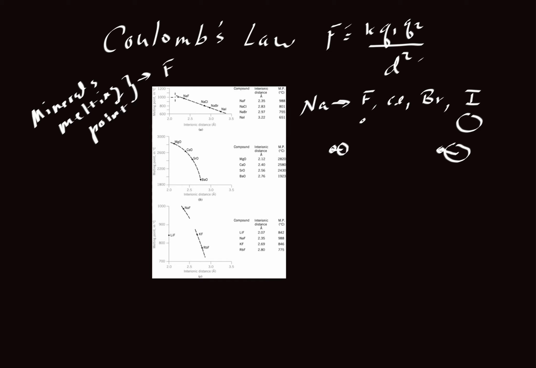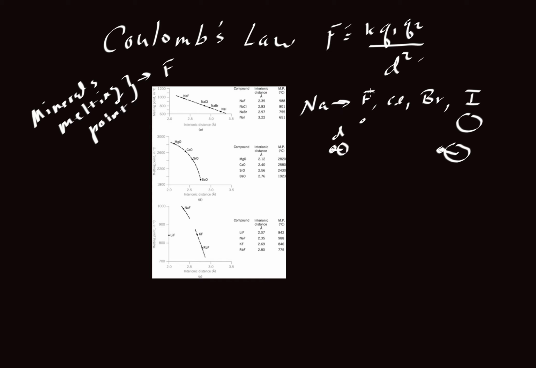So the way that is translated here is that this smaller distance here and the stronger force translates to a higher melting point for the compound sodium fluoride, whereas the greater distance for sodium iodide leads to a weaker force, which translates to a much lower melting point.